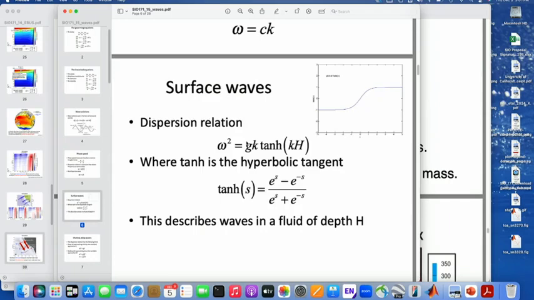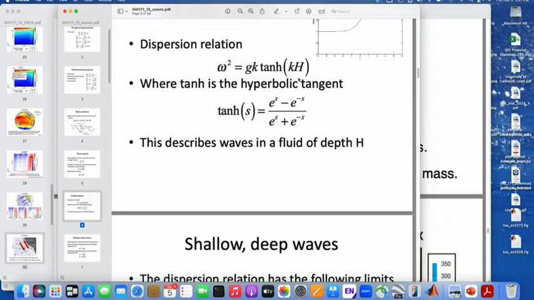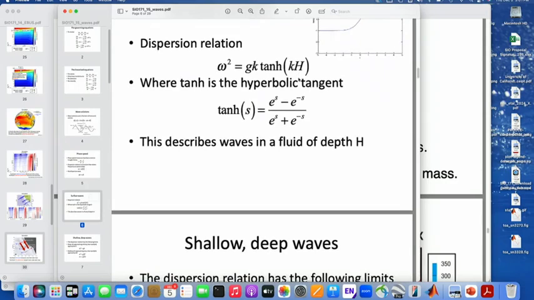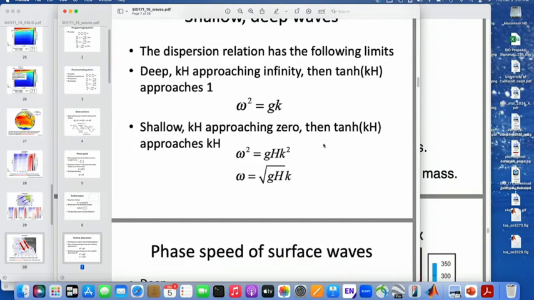Okay? I don't need you to be able to calculate the hyperbolic tangent in an exam. I hope that's okay. But I do need you to know that the parameter kh is really important, and knowing whether it's big or small leads you to these two possibilities. I do need you to know that.